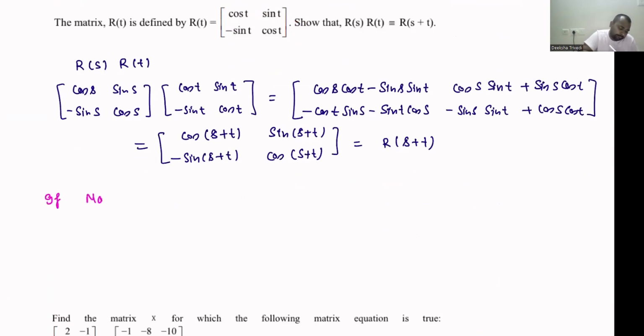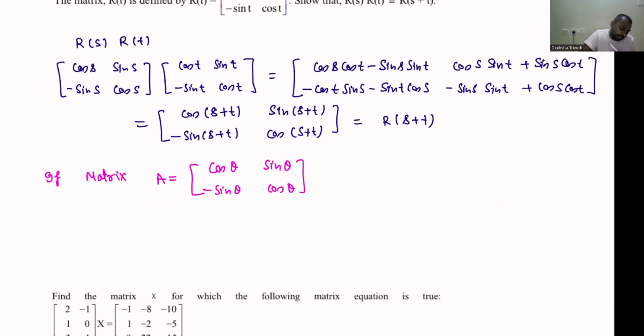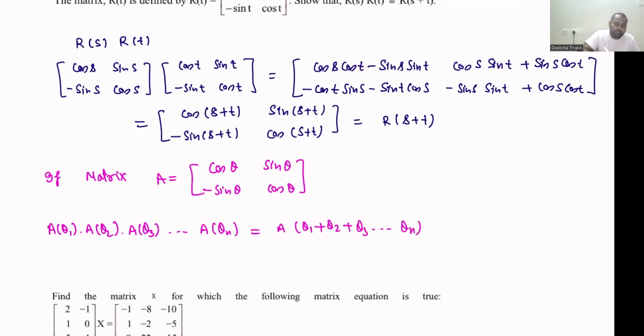If matrix A is cos theta, sin theta, minus sin theta and cos theta, correct? Then A(theta 1) into A(theta 2) into A(theta 3) and so on up to A(theta n) is nothing but A of (theta 1 plus theta 2 plus theta 3 and so on plus theta n). That result we can generalize by observing this.